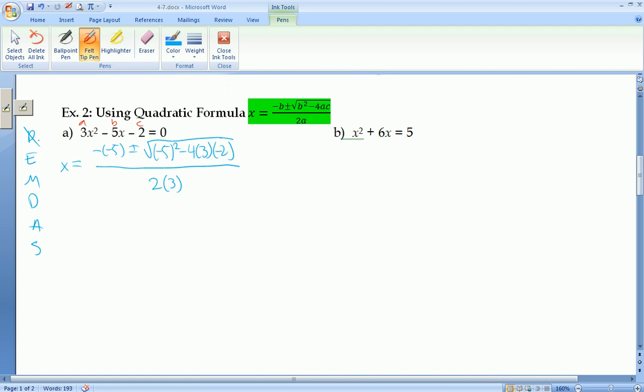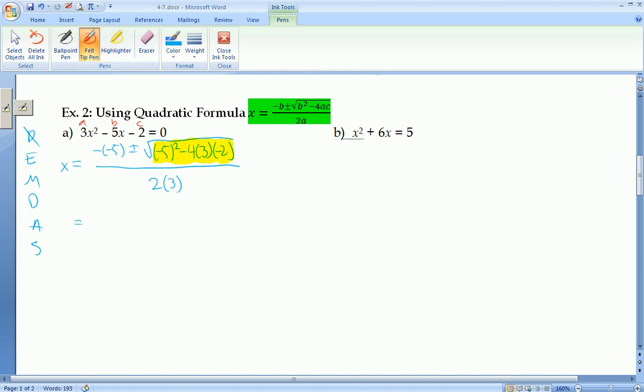I want to let you guys know that the most important thing in this problem is this right here, the stuff inside of the radical. If you don't simplify the stuff inside the radical correctly, you are going to get this problem wrong. That is the very first thing I look at when I grade this. I'm looking to see that the stuff inside the radical is simplified correctly. All right, let's go ahead and start doing this.